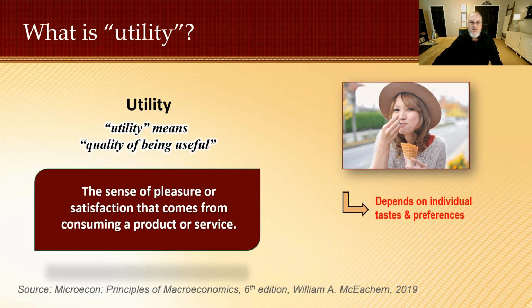Utility depends on individual tastes and preferences. Everybody's different. I love barbecue potato chips, so I get a lot out of eating them. But my wife doesn't care about that very much, so her utility for barbecue potato chips is going to be low. Mine's going to be higher. Everybody's different. And then generally these preferences don't change. Overall, they're pretty stable. That's what we assume in economics.